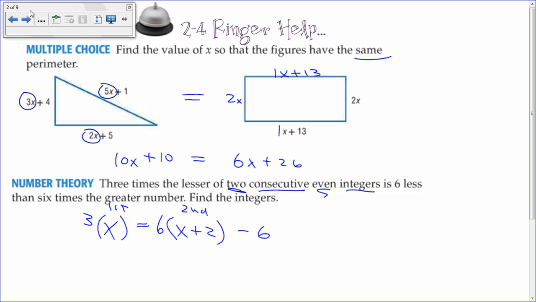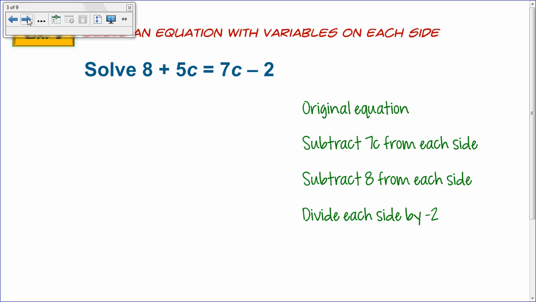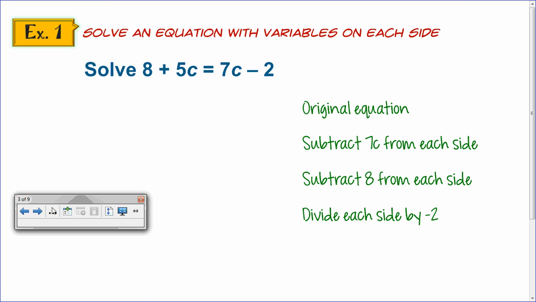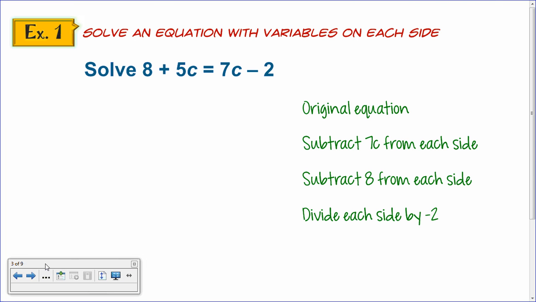That's kind of what we'll go over today, and then you guys can go back. Here's example 1. Write this one down. Solve an equation with variables on each side. We got this equation. Is the variable the same? Are we using the same variable? Yes. Okay, the problem is they're on opposite sides of the equal sign, right? So we gotta get them together.